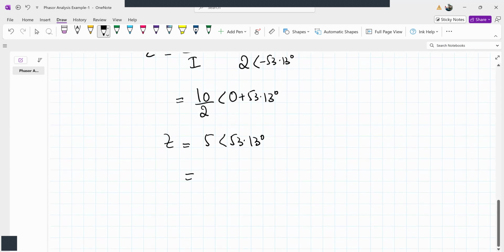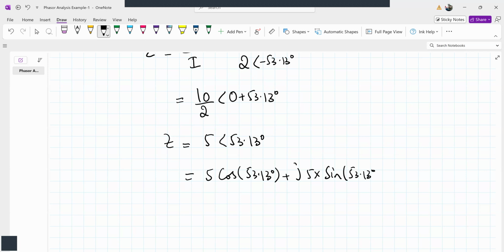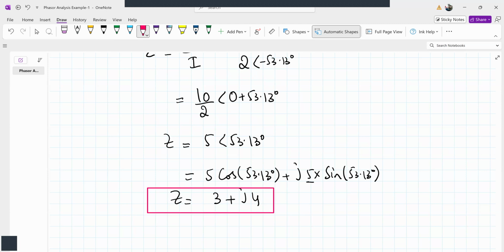We can also write it in rectangular form. 5 cosine 53.1 is 3, plus j 5 sine 53.1 is 4. So this is the impedance offered by this network to the source. This is the impedance and the unit will be ohms.